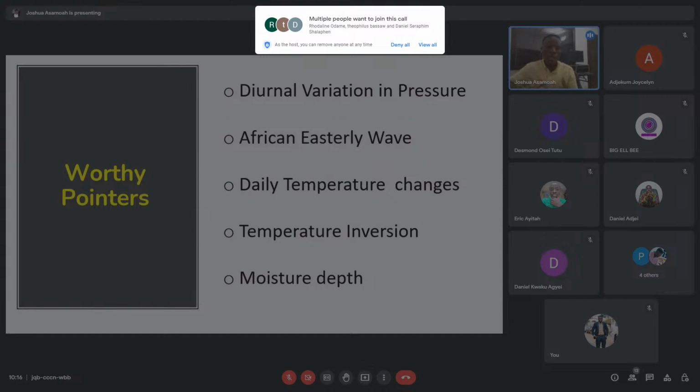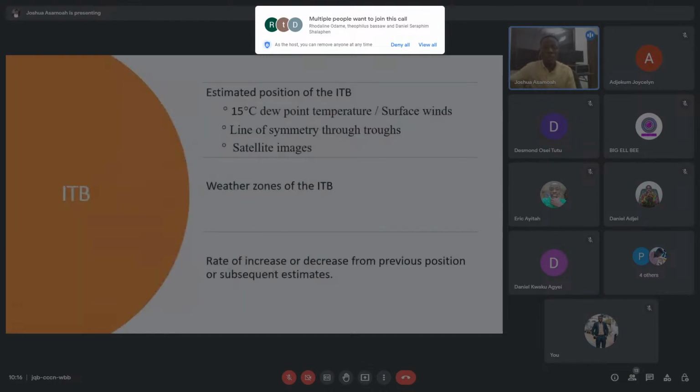All right, for ITD, we are going to look at the position of the ITD using the 15-degree dew point temperature and then surface winds, and then also using a line of symmetry to draw that on a pressure chart, and also identify the ITD on a satellite image. We would also want to look at the weather zones of the ITD and what each of these zones will actually bring into our region. And then also look at the rate of increase or decrease from the previous position.